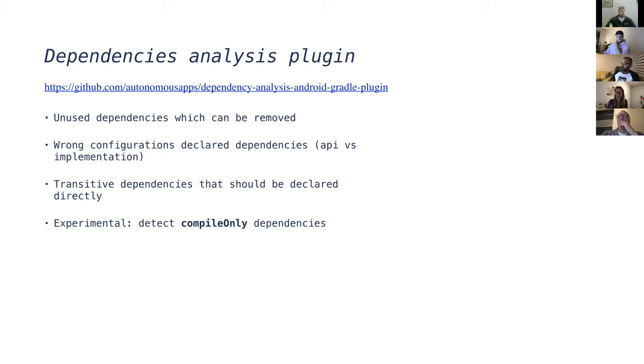The first one is the dependency analysis plugin. It came around a couple of months ago, but it's already shining and already spot on. What it promises is that it will report unused dependencies that can be removed. It will also report wrong configurations, so you might misuse API instead of implementation.